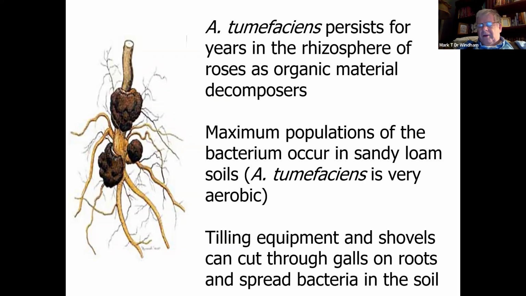So Agrobacterium tumefaciens is going to be wherever the rose roots are once it's been in the soil. It prefers the kind of soil we want: sandy loam soil, or soil that's been amended to make it porous so that water percolates through it really well. That's exactly what it wants, because this is a very aerobic bacterium, so it needs a lot of oxygen. So the better the rose bed is, the better this bacterium is going to like it.